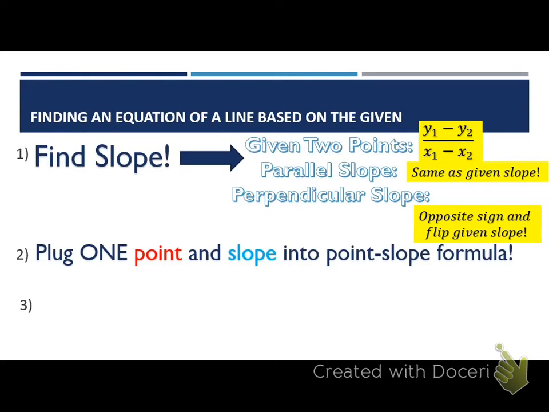It's all important. So plug in one point and the slope into point slope formula. Here is that formula. And what I color code in red is where you plug in the points. So the x of the point and the y of the point. The m is the slope. I highlighted it in blue so that you could see where you plug in the points and where you plug in the slope.